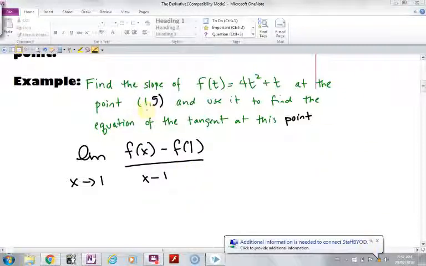No, it's 1 comma 5. That's the point. Yeah, thanks. What's a comma?